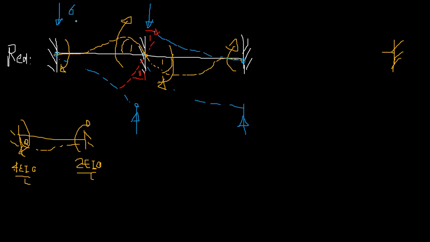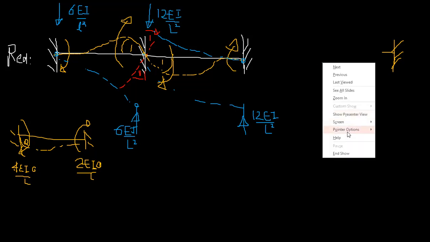Now EI comes into play. So this is EI. This is still EI. But this is 2EI, you remember? So that's going to be 12EI. Why do I have to substitute 2EI instead of EI? So that's going to be 12EI over L squared.